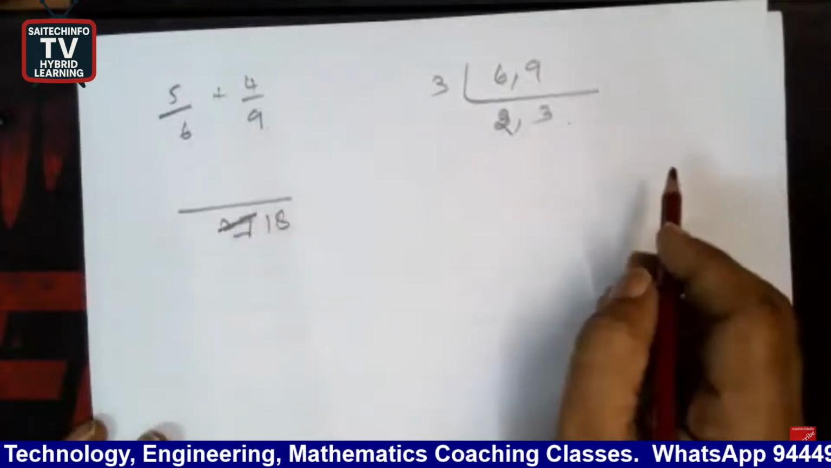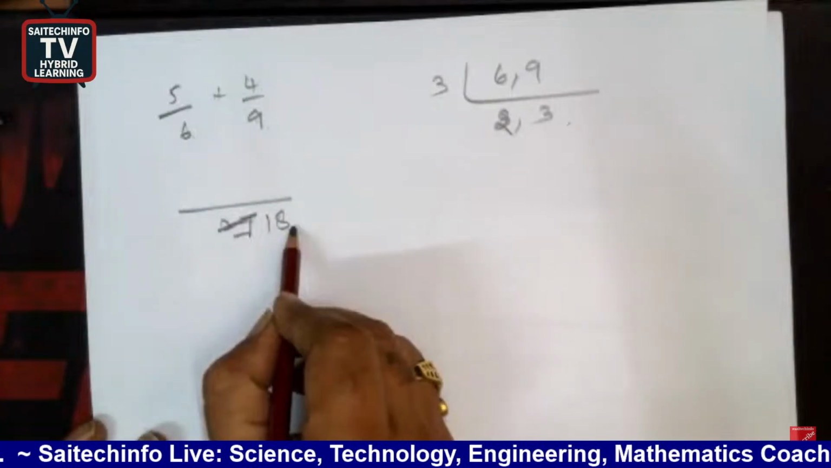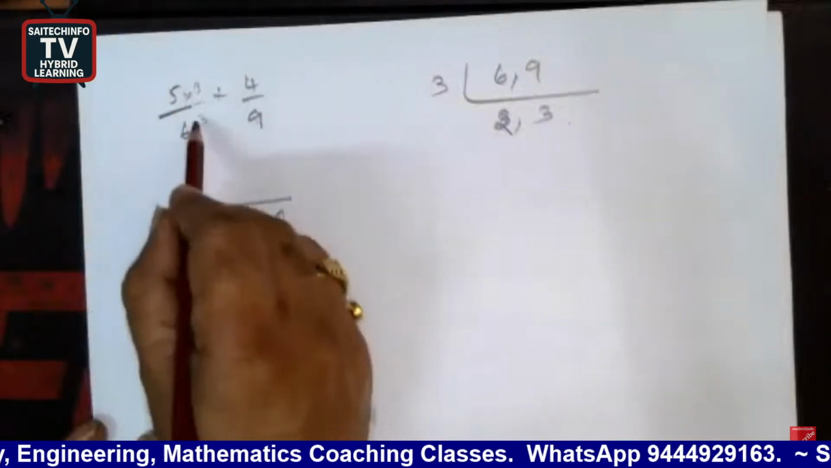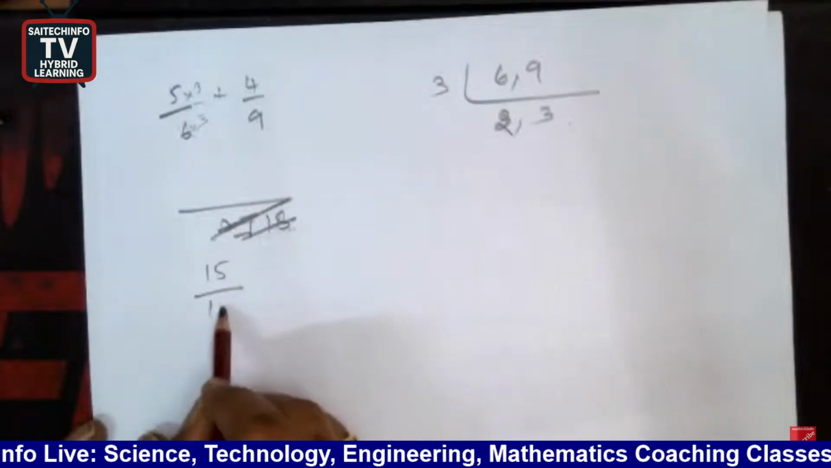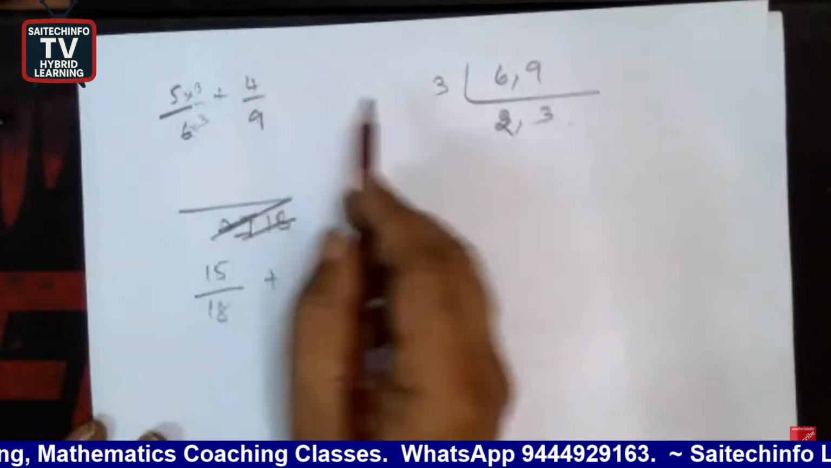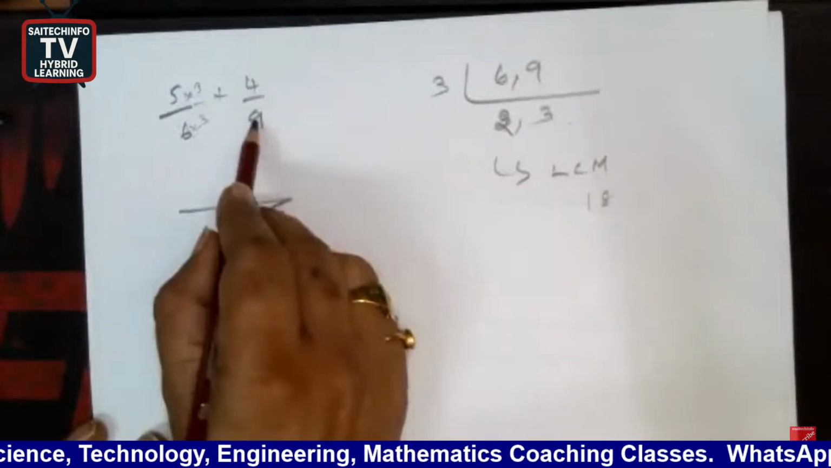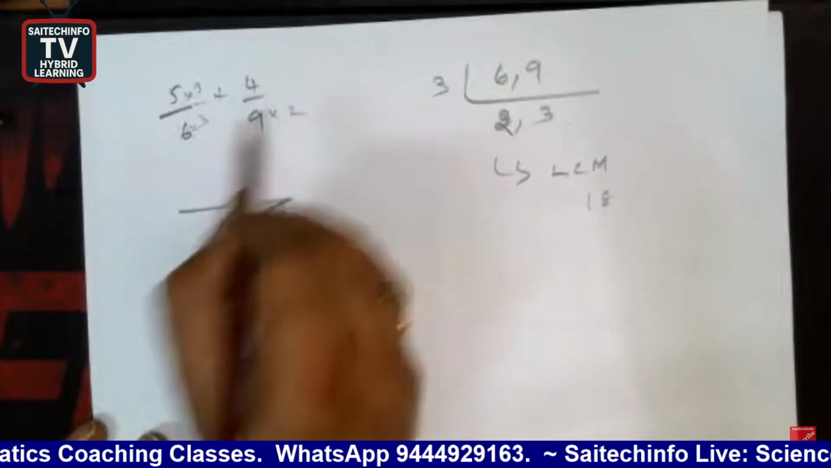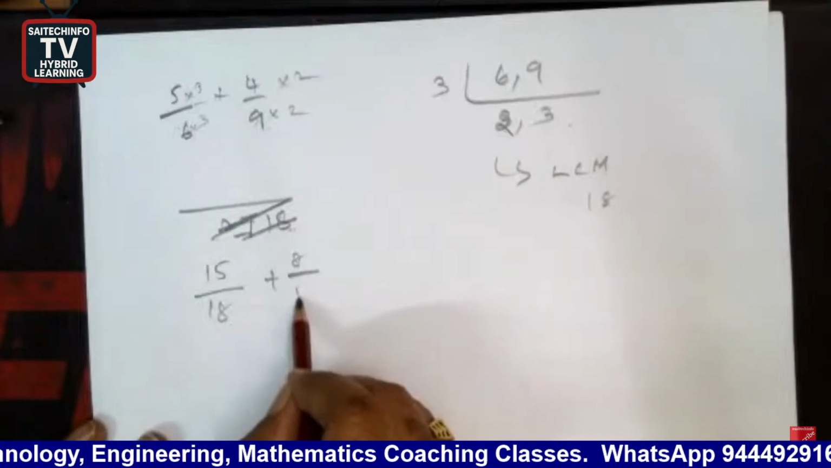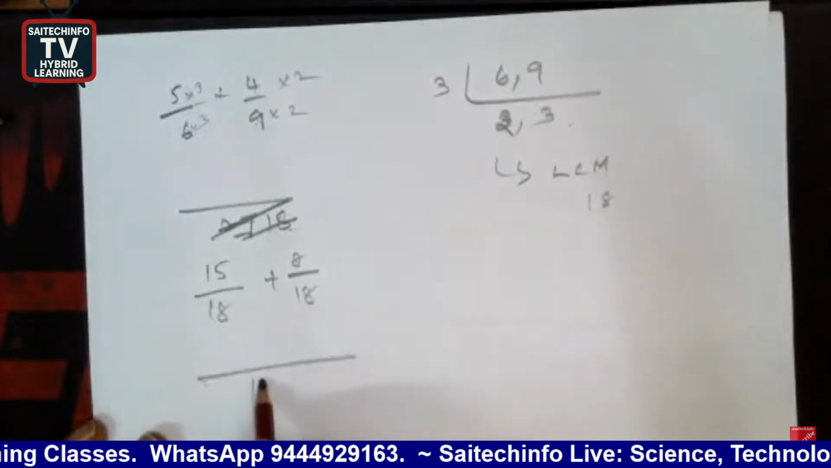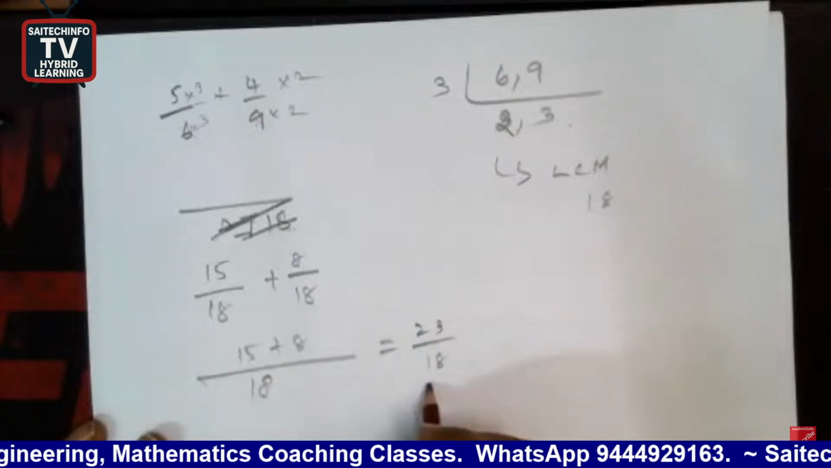Okay. 18. You have to be very careful now. 18. So how many times it will go in here? 3 times 6. Is that not? So you can multiply 3 by 3. You have to convert this into the same denominator. So that is the second step actually. So 15 by 18 plus, what about this 9? What is the LCM here? LCM is 18. So in order to convert this into 18, you can multiply by 2 and this also by 2. Okay, so that you will get 8 by 18. Now 18 is a common term. Okay, then 15 plus 8, that is equal to 23 divided by 18.